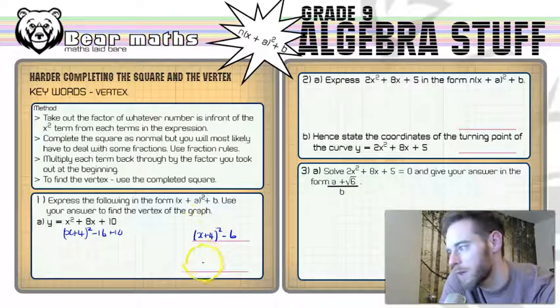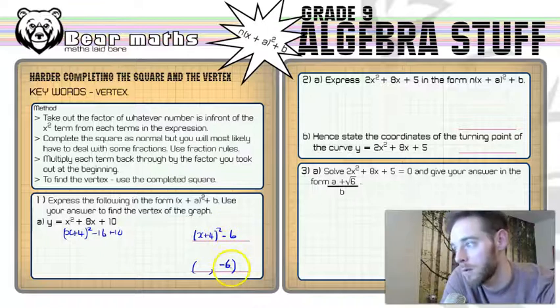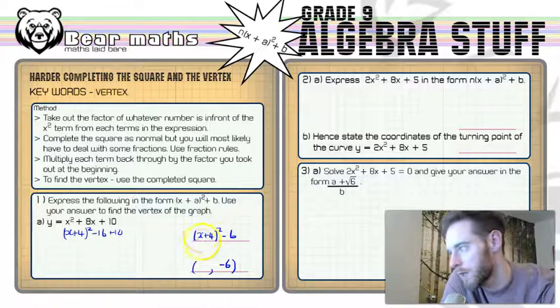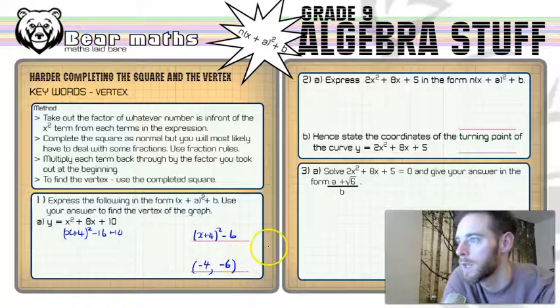Now this one for the vertex is using the completed square. So we're going to get our brackets, we're going to have an x value and a y value. That is going to be our minimum point because that's a positive 1 that's in front of that x squared. So this is our minimum point of the graph. This minus 6 is the y value. Okay, so whatever that number is that you get there, that's always your y value. And whatever number makes this bracket equal to 0 is your x value. So that would have to be minus 4 because that's a plus 4. That's minus 4. And that's it. That's how you get your minimum point. It is that simple.